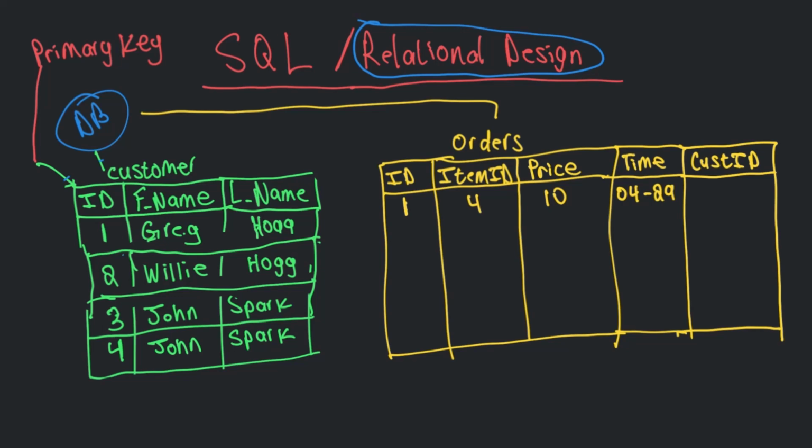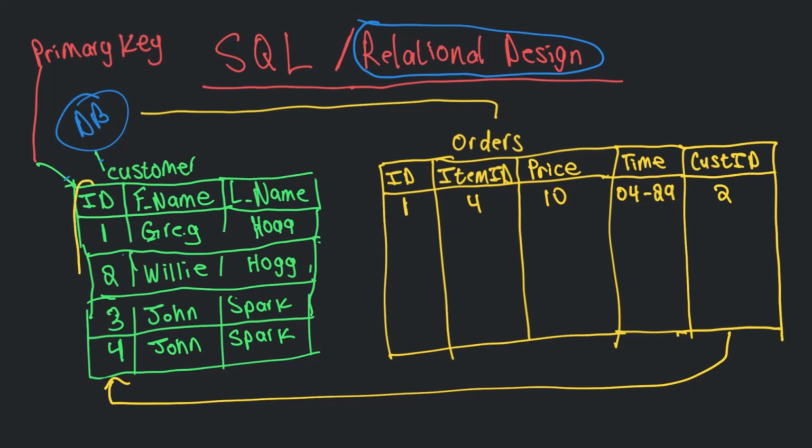Okay, and now customer ID. Who bought this? Say that customer 2 bought this. And yes, that does refer to this column right here. The customer ID, whoever bought this, it's referring to this column.